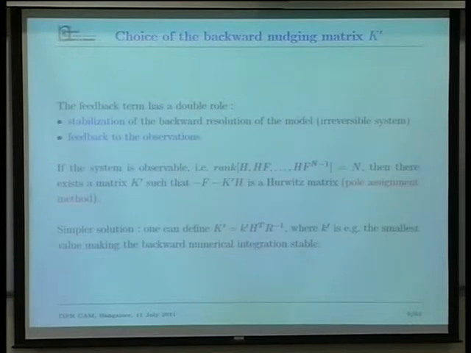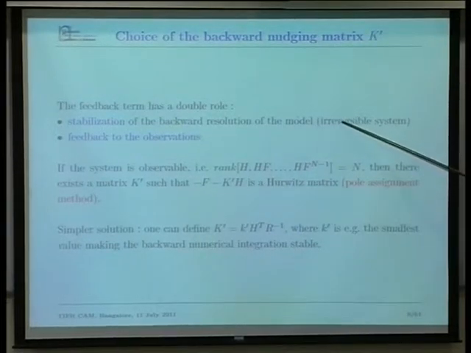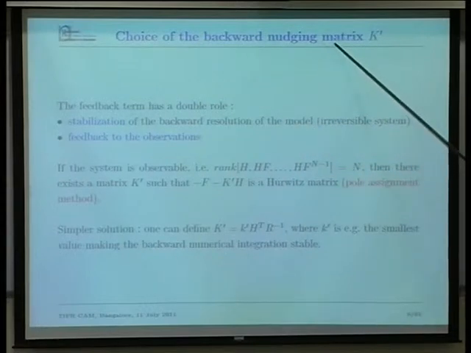So for the backward nudging matrix, you have two problems. The first one is still you want a feedback to the observations, because the idea is still to make the solution converge towards the observations. But also probably your system is irreversible, so it's not easy to compute the backward integration. So this nudging matrix K prime with the feedback term is there also to stabilize the backward resolution of the model.